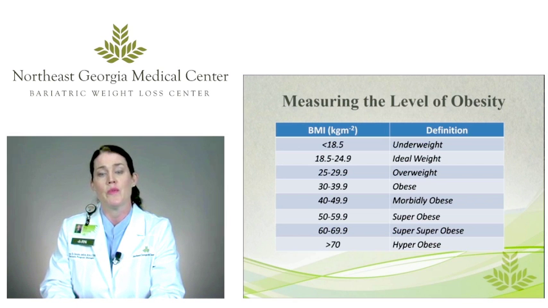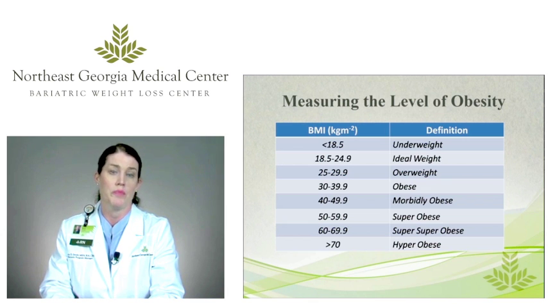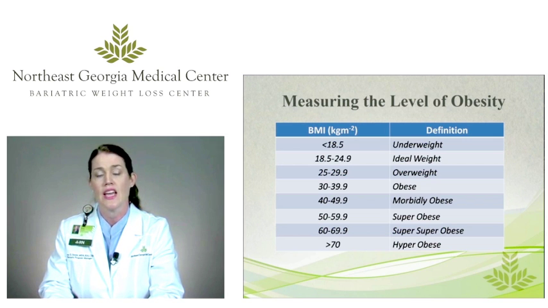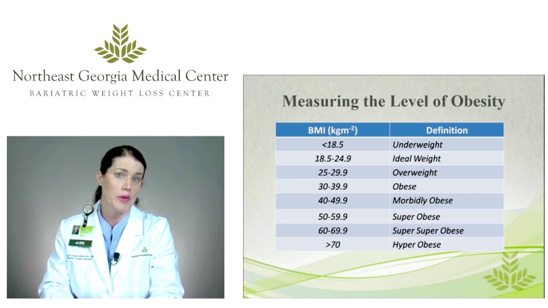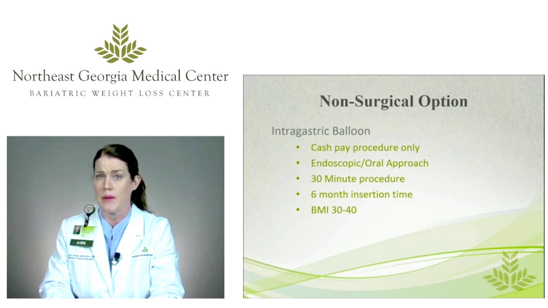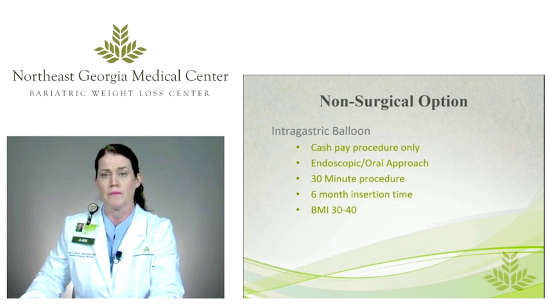Measuring the level of obesity is done by a calculation looking at your height and your weight. This helps us to tell us how severe your obesity is. So before I told you that obesity is defined as a BMI of 30. When we reach a BMI of 30 or greater, you're considered to be obese. But when we hit a BMI of 40 or greater, you're looking at morbid obesity, which means that your lifespan can be cut short due to your weight.